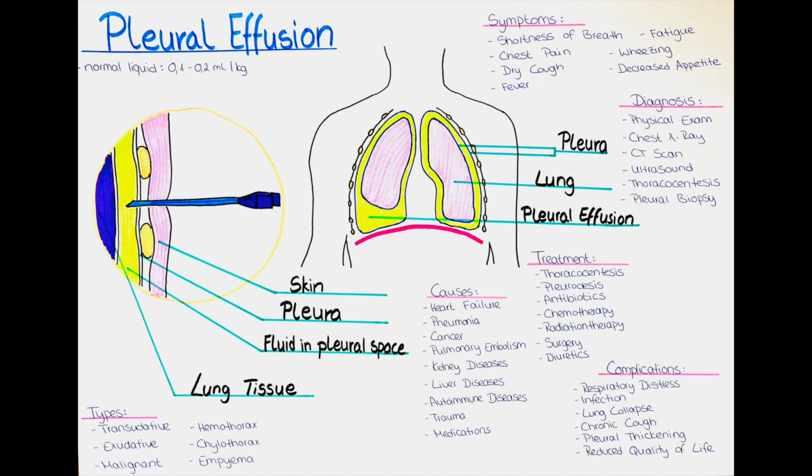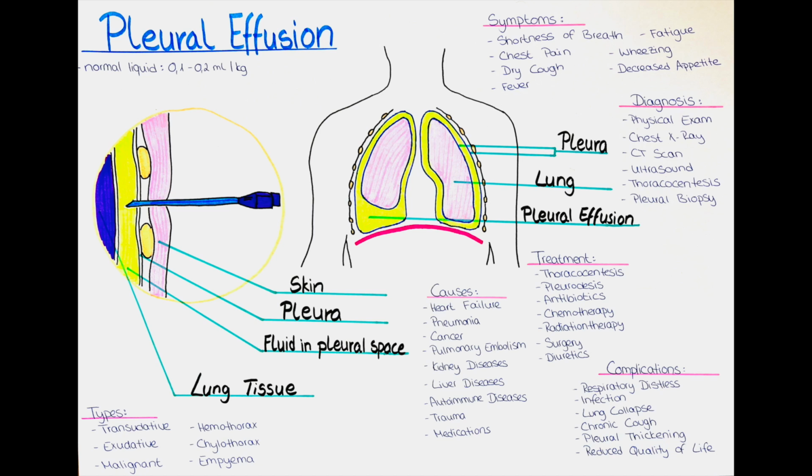Also, various types of cancer, including lung cancer, breast cancer, and lymphoma, can cause pleural effusions. A pulmonary embolism, which is a blood clot in the lungs, can cause inflammation and fluid accumulation in the pleural space. Also, kidney disease can lead to pleural effusion. Conditions such as nephrotic syndrome and renal failure can cause fluid buildup in the pleural space.